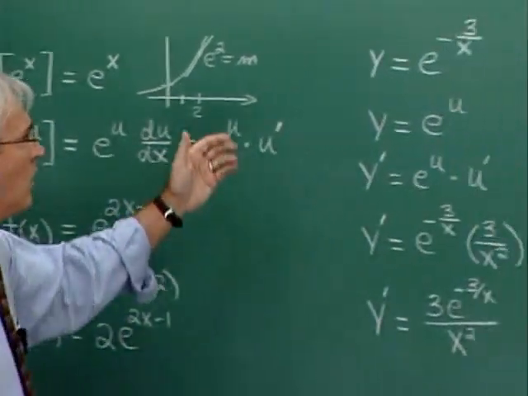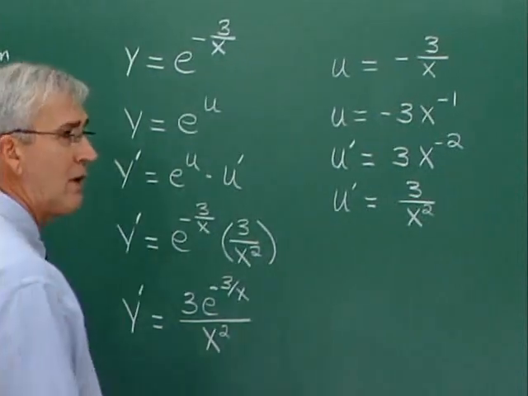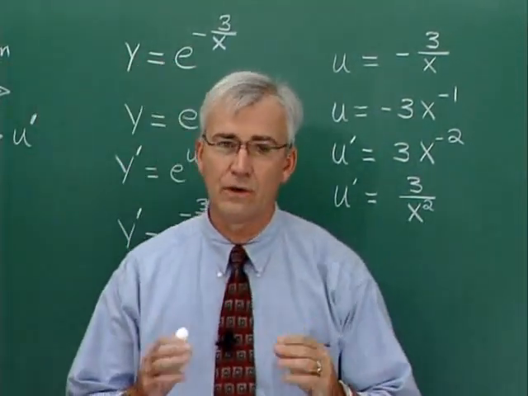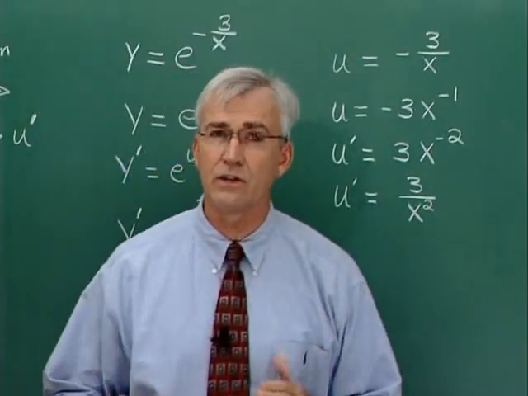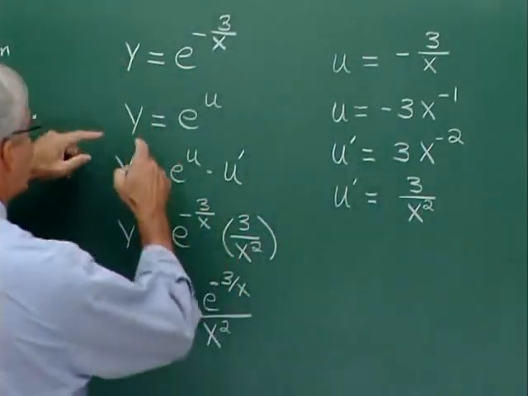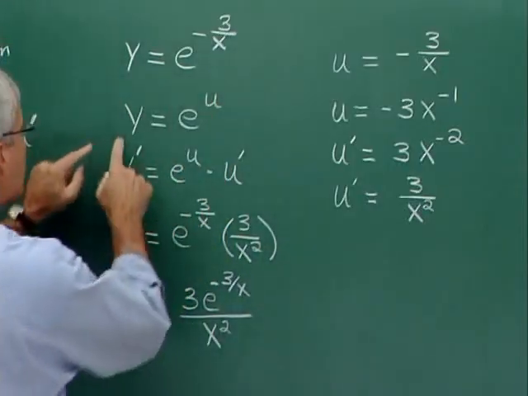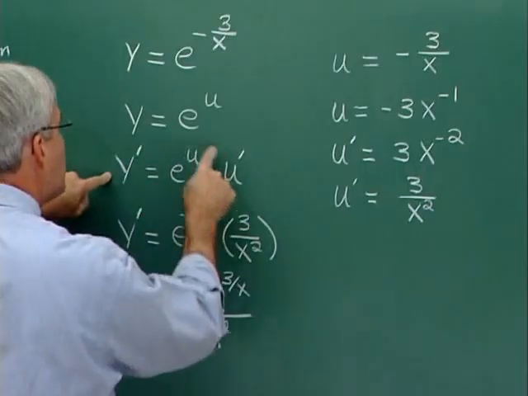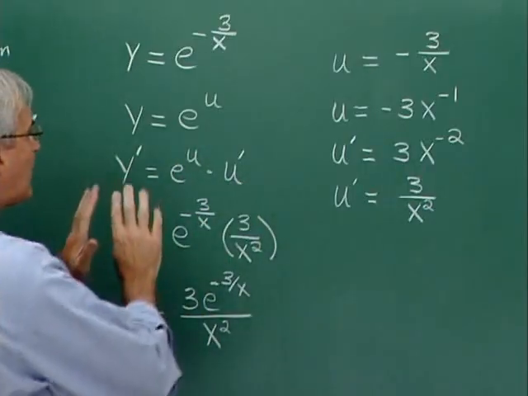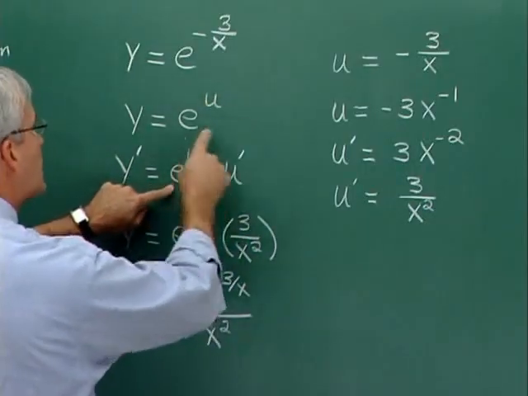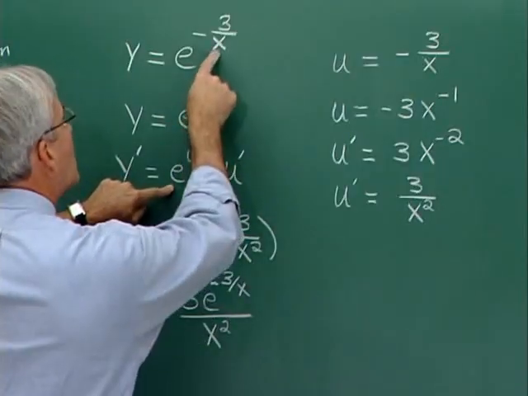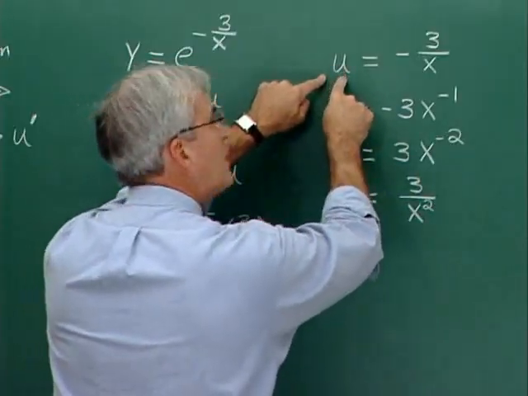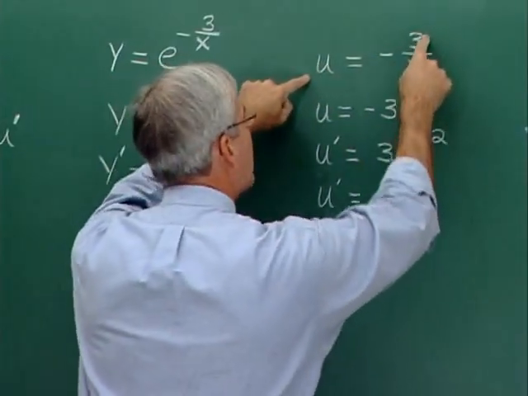Here's another one. y is e to the negative 3 over x. When you're faced with problems like this, what you might do is just resort to our definitions. You might say, okay, this is of the form e to the u, and I know that the derivative is e to the u times u prime. Now, let's identify the parts of this. The u is the negative 3 over x. So you might drift over to the side and say, u, for my purposes here, is negative 3 over x.